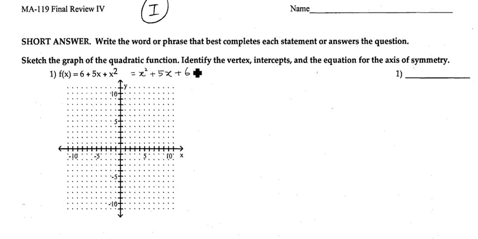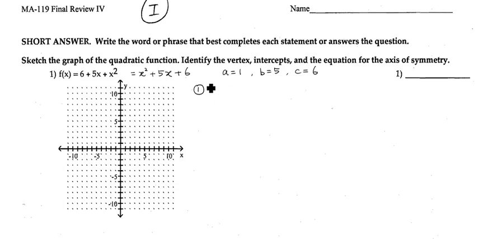First thing we need to identify a, b, and c. What is the a? 1. What is the b? 5. What is the c? 6. So let's go through that 5-step recipe.